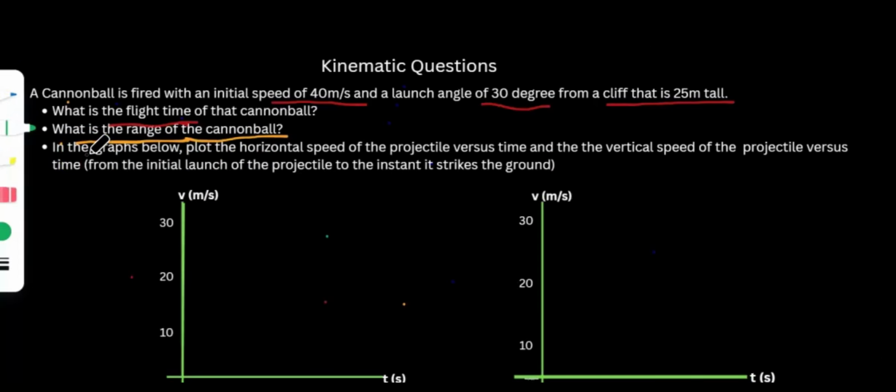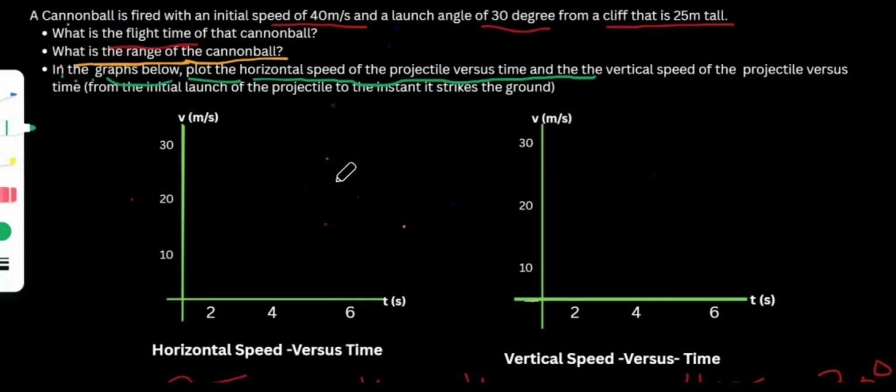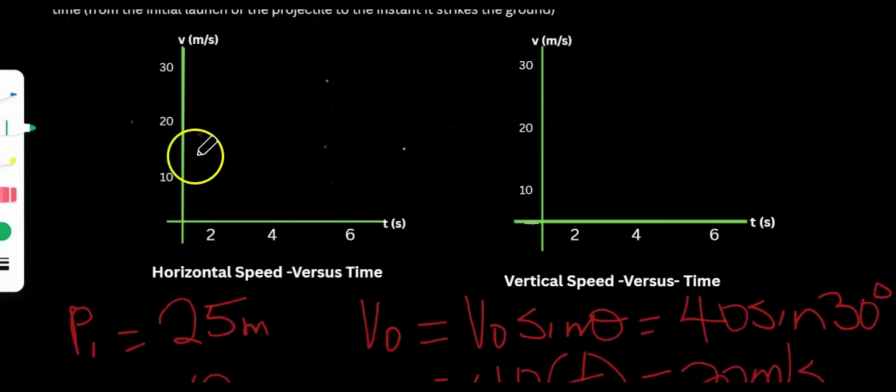So in the graph below, plot the horizontal speed of the projectile versus time and the vertical speed of the projectile versus time, from the initial launch of the projectile to the instant it strikes the ground. This is the horizontal speed versus time, and the vertical speed versus time.